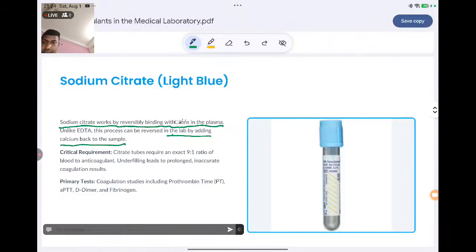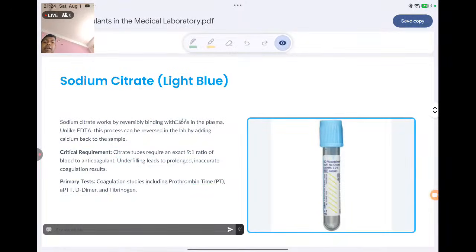Therefore, citrate tubes require exactly a 9:1 ratio of blood to anticoagulant. Underfilling leads to prolonged, inaccurate coagulation tests. Sodium citrate tubes are used in coagulation tests, which generally include prothrombin time, APTT, D-dimer, and fibrinogen tests.